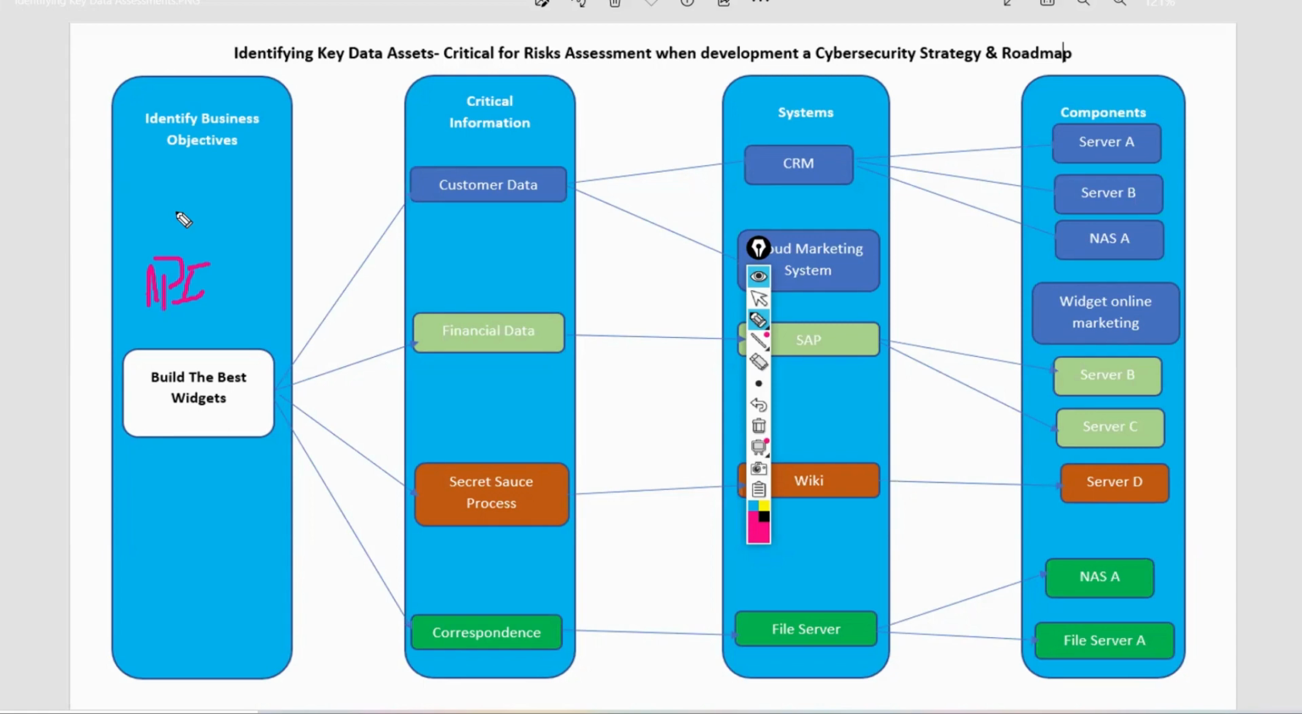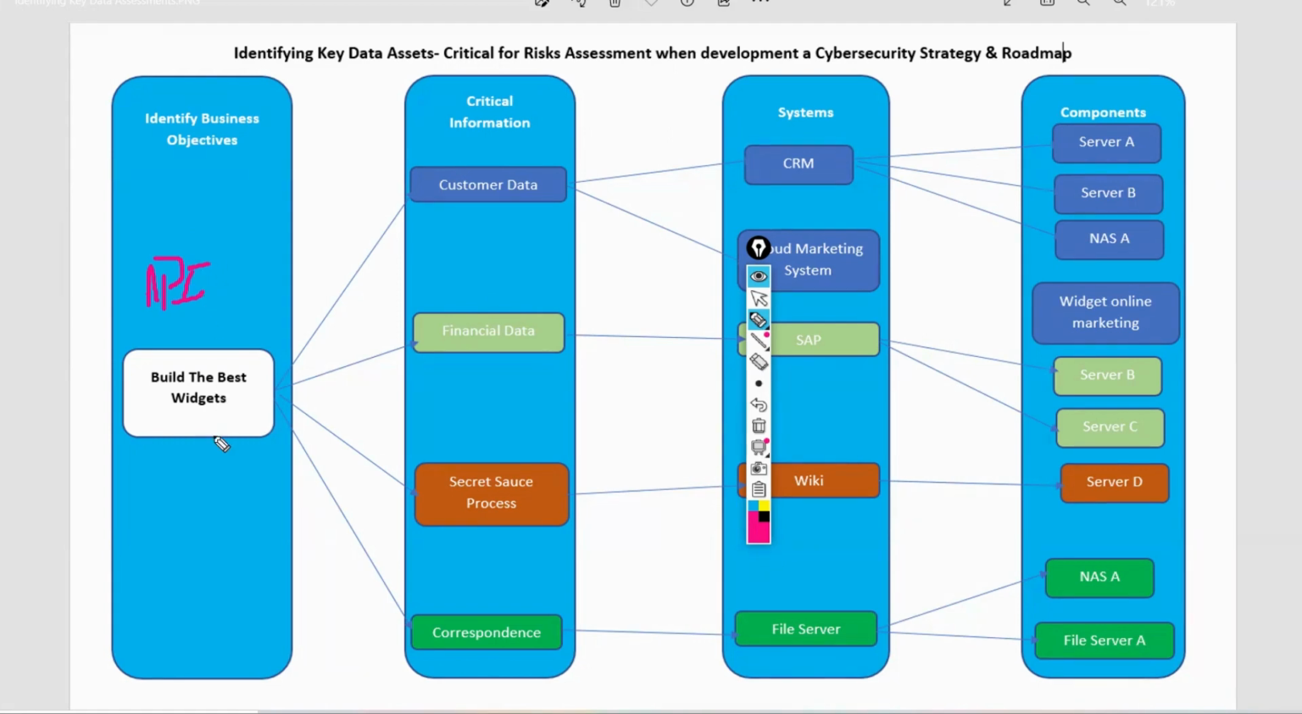So this actually narrows the scope of trying to identify all of those assets within the organization that need to be protected from a cybersecurity risk perspective. So let's work with this. So this is our business objectives.